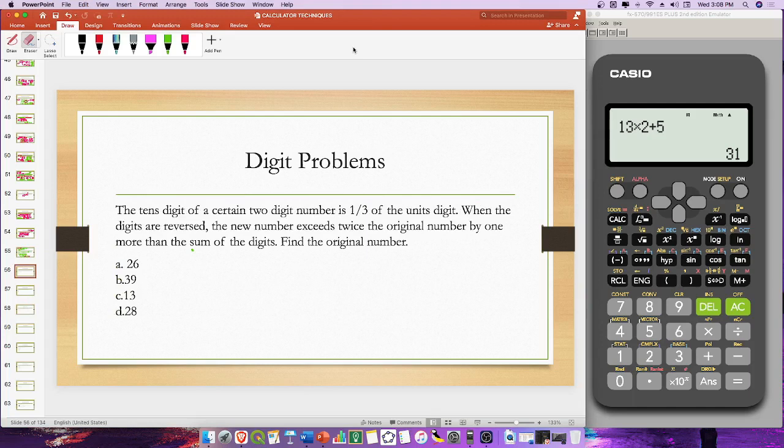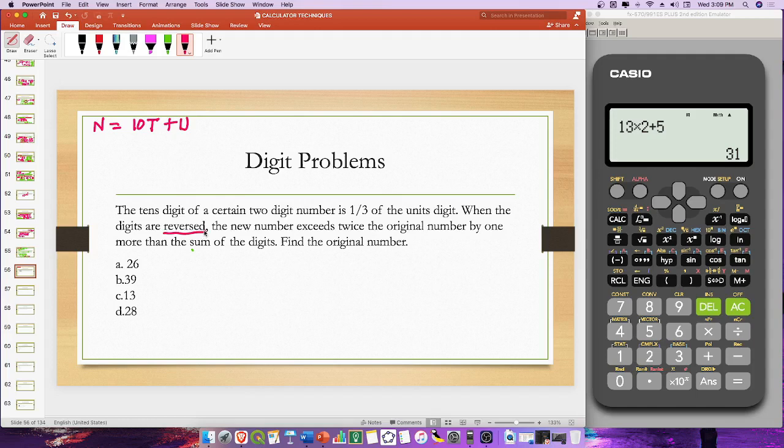Okay. Let's solve this problem in two ways, since this is only a two-digit number. So let me read the problem. The tens digit of a certain two-digit number is 1/3 of the unit's digit. When the digits are reversed, the new number exceeds twice the original number by 1 more than the sum of its digits. Find the number. So it's very confusing. Okay, let's start our solution by writing the original number. So the original number can be represented by n, that is 10 times the tens digit t plus u, the unit's digit. That's the original number.